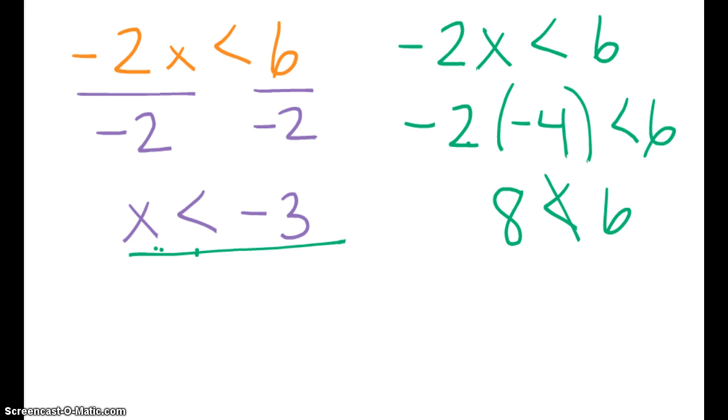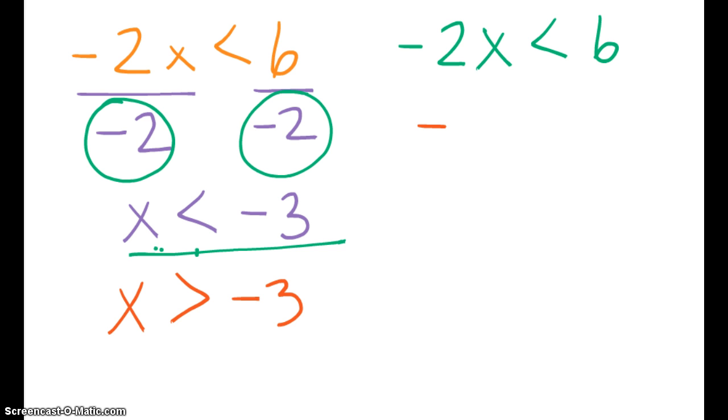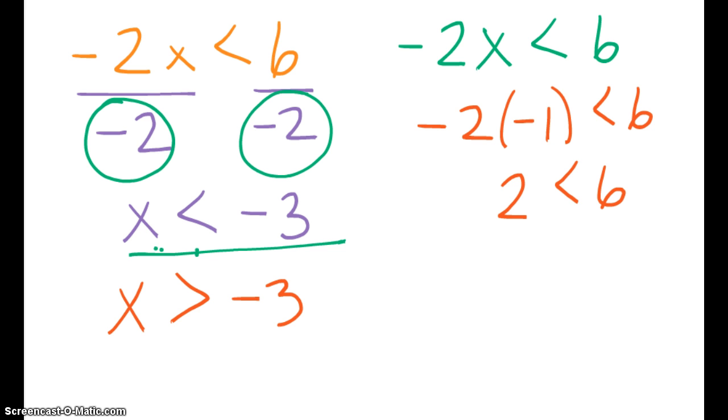So the rule is, when you are dividing by negatives or when you are multiplying by negatives, you have to flip your inequality sign. So we're actually going to flip it, and we're going to say that x has to be any value greater than negative 3. Now let's test that. What is a value that is greater than negative 3? What about negative 1? I can put in any value. So negative 2 times negative 1 is 2, which is less than 6. So we flipped our inequality sign, and we have a true statement.